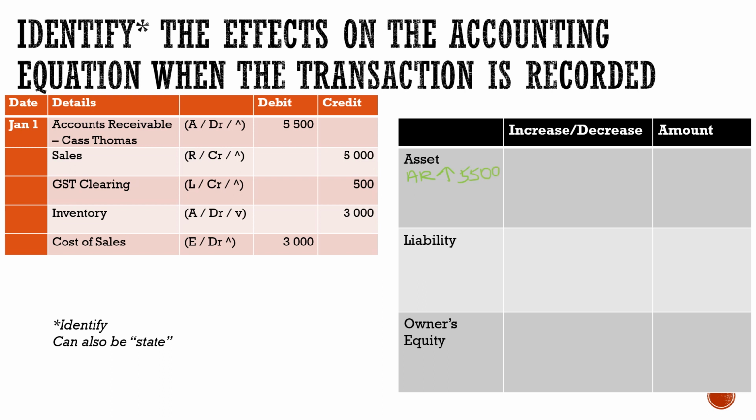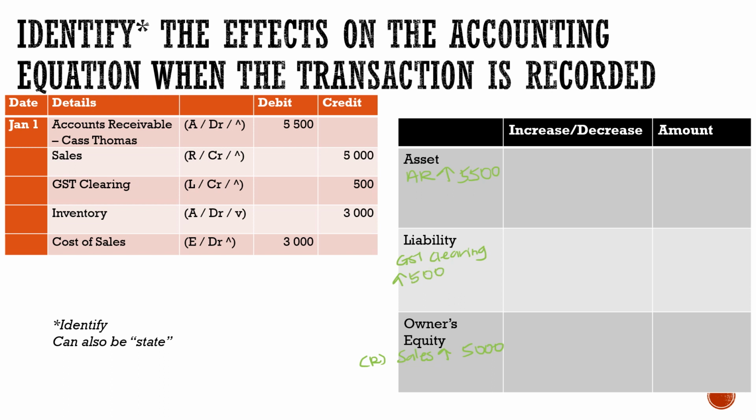Next, we have the sale, which is a revenue, and revenue affects profit, profit affects owner's equity. So under owner's equity, we're going to write down that the sales has increased by $5,000. That's a revenue here. We then have the GST clearing, and that is a liability that we are recognizing since this is a GST payable on a sale. And so that means the liability has increased by $500.